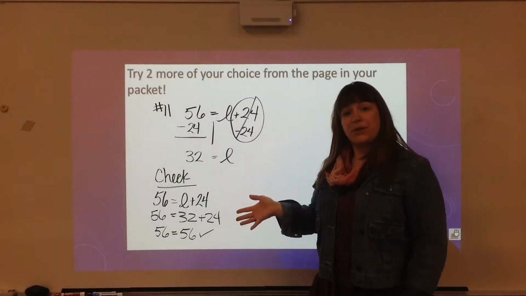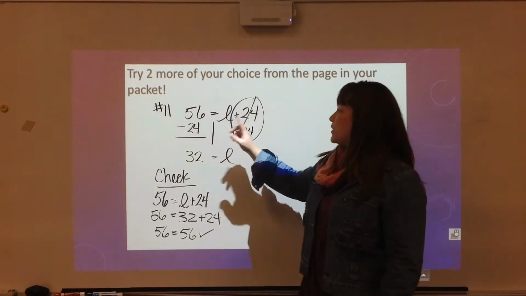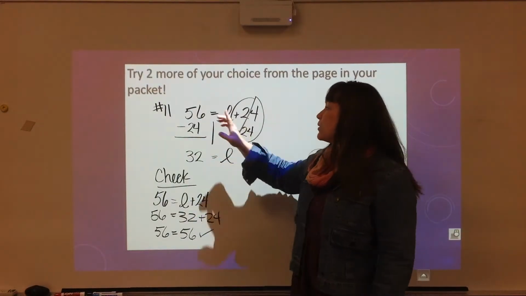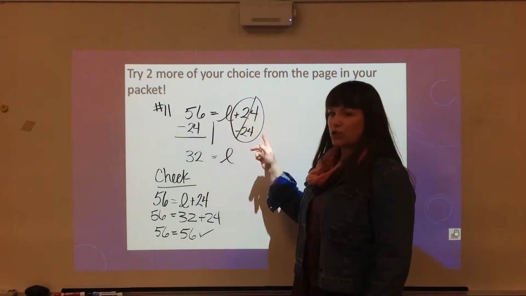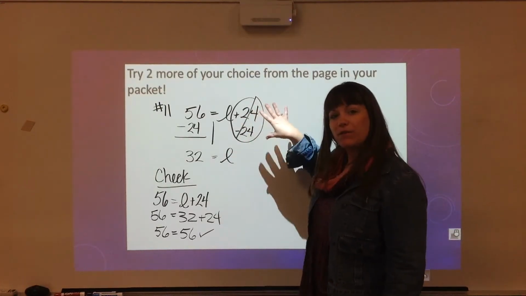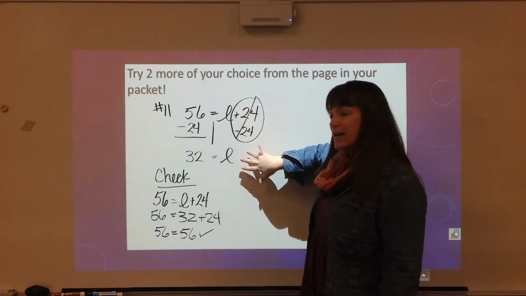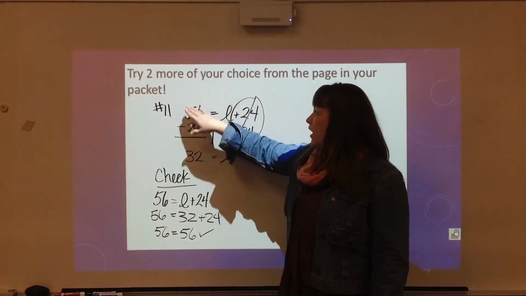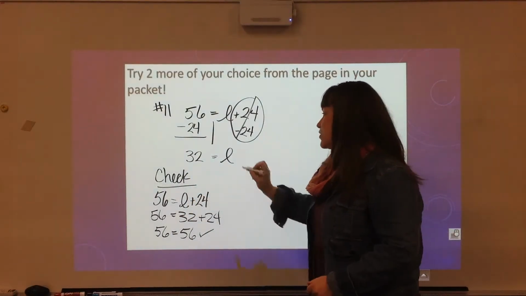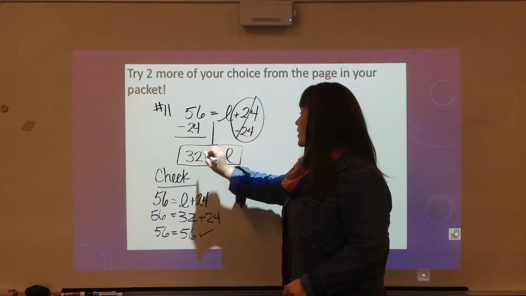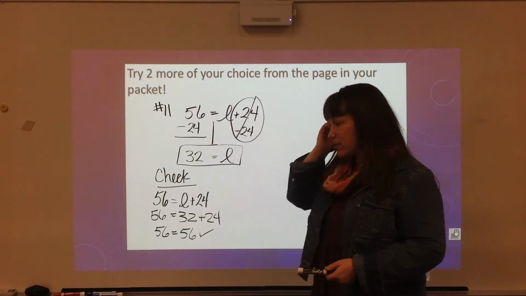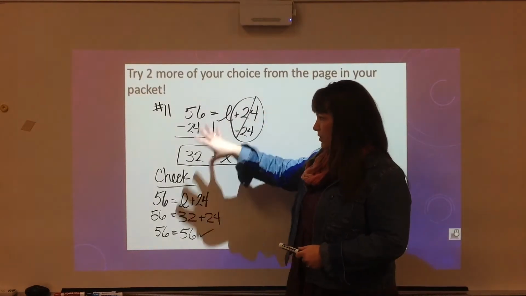I did one here for you just to show you that it doesn't matter which side the variable is on. This equation is number 11. It was 56 equals L plus 24. So on the right-hand side, I had to subtract the 24 so that the L was all by itself. And then I'm subtracting 24 from 56. And so my answer reads 32 equals L. Does not matter if the L is first or if the number is first. I just wanted to let you know that that is perfectly good.